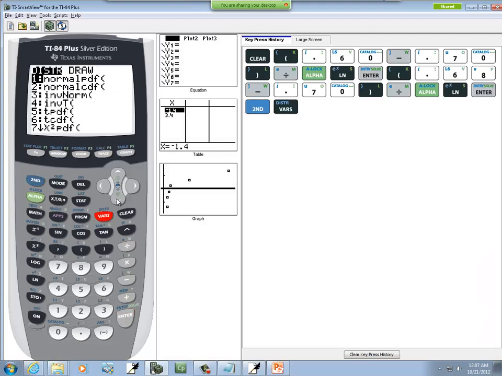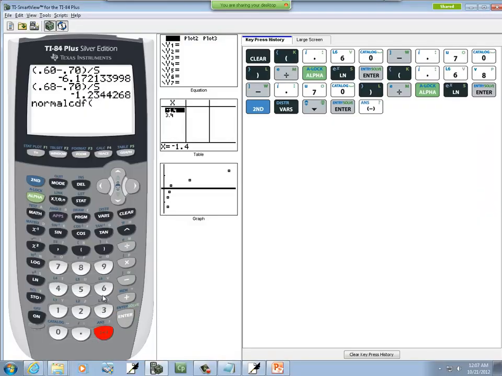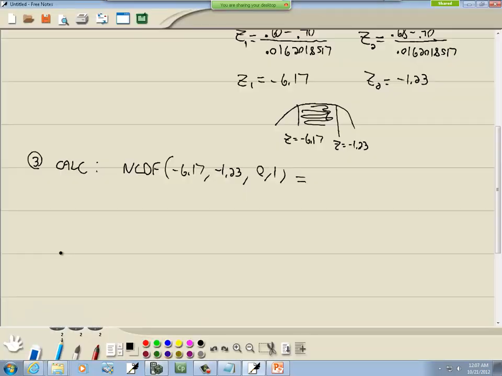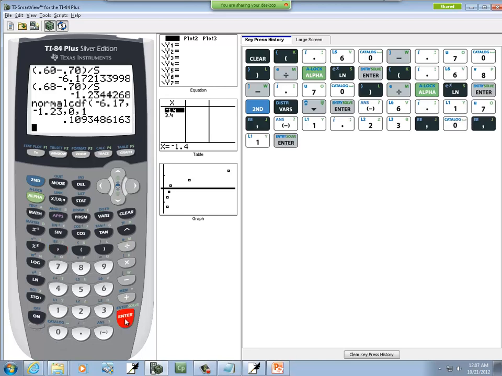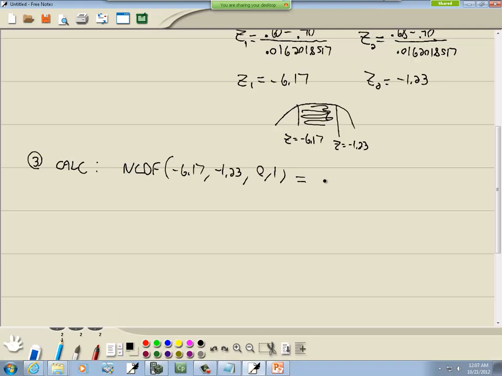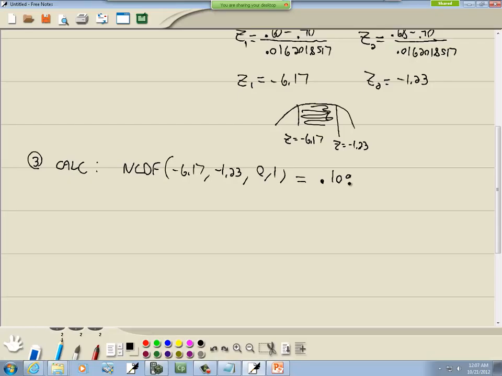So I go second vars, normal CDF, negative 6.17 comma negative 1.23 comma 0 comma 1, enter. And we get 0.1093.